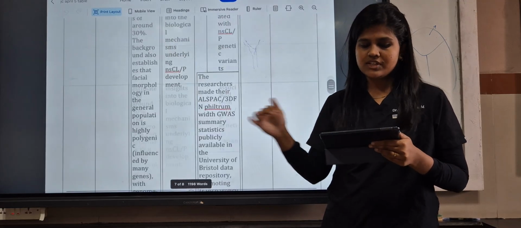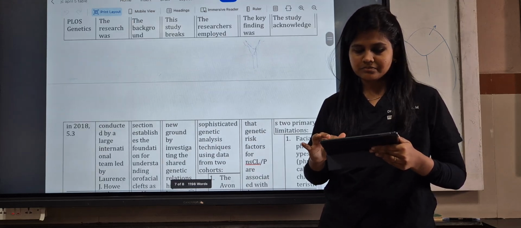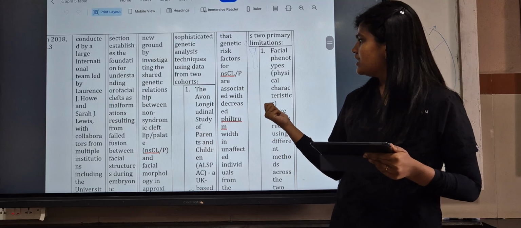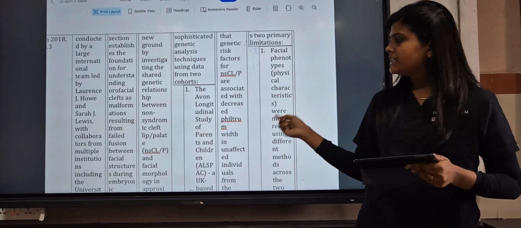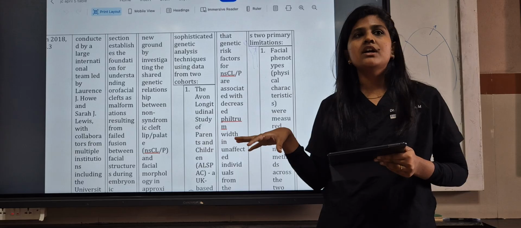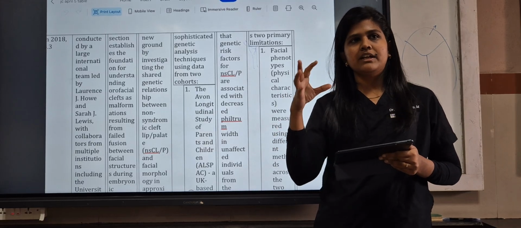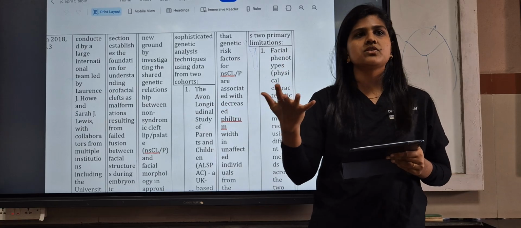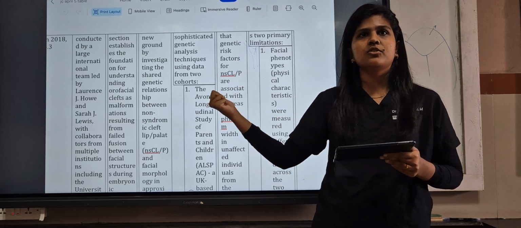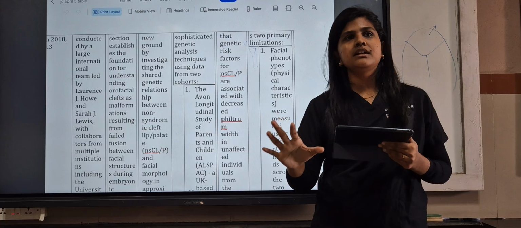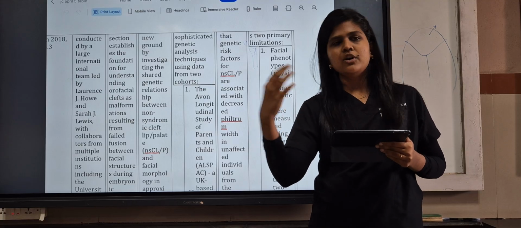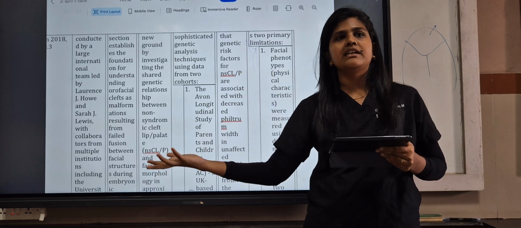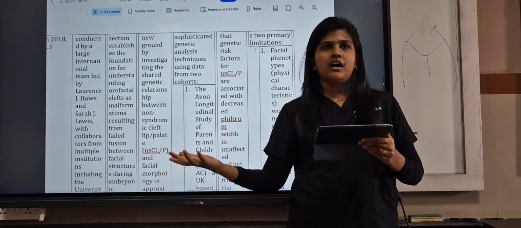The result they concluded: the key finding was that the genetic risk factors for non-syndromic cleft lip are associated with decreased philtrum width in facial morphology. So in normal facial development, if people have a decreased philtrum width, it can be associated with cleft lip. As I told you, non-syndromic cleft lip, and cleft lip or cleft palate alone, is present without any facial abnormalities. So it is providing a direct link with the normal facial development genes themselves.